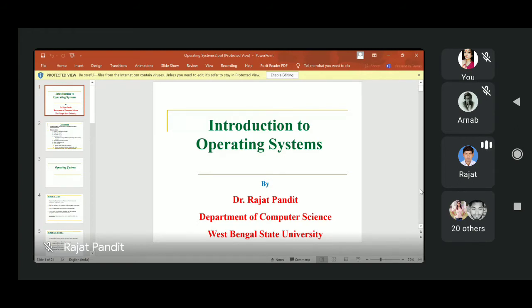So software is again categorized into two types, that is the system software and the application software. The software which is used for the system and to operate the system is known as the system software, and the software which is used by human beings for application purposes is known as the application software.